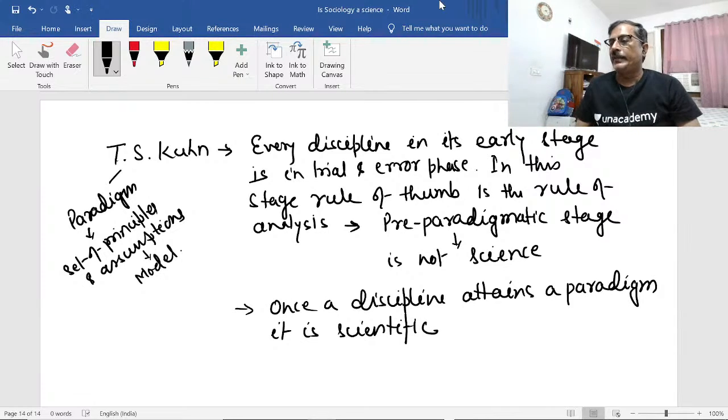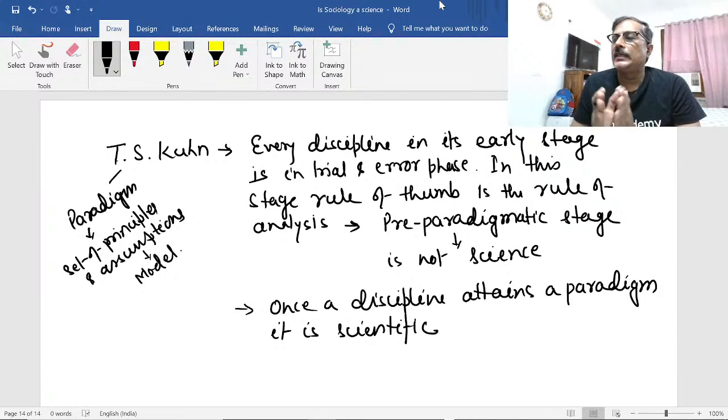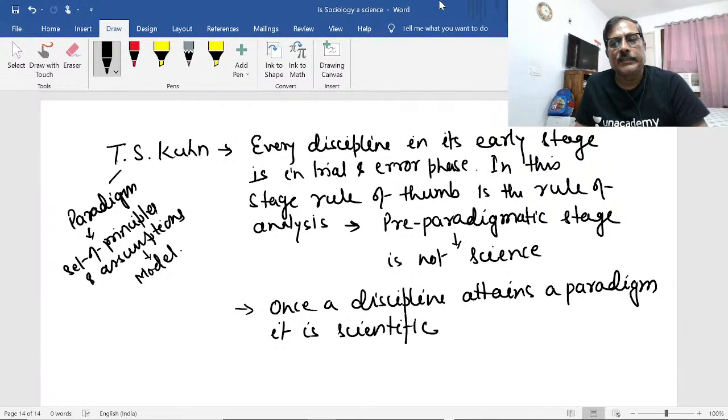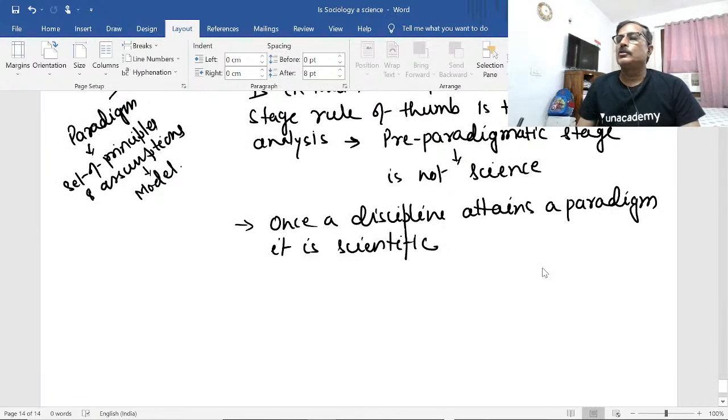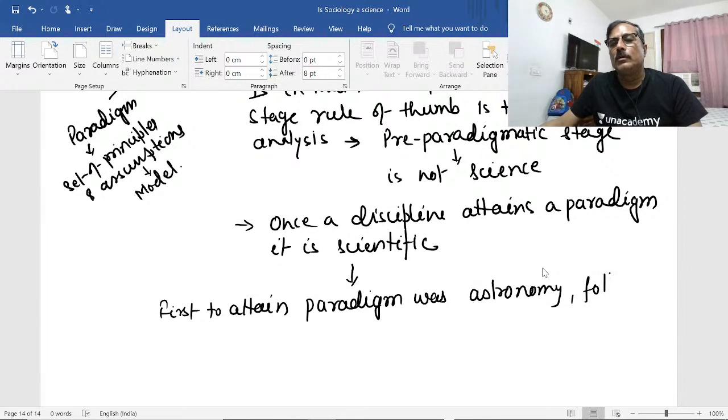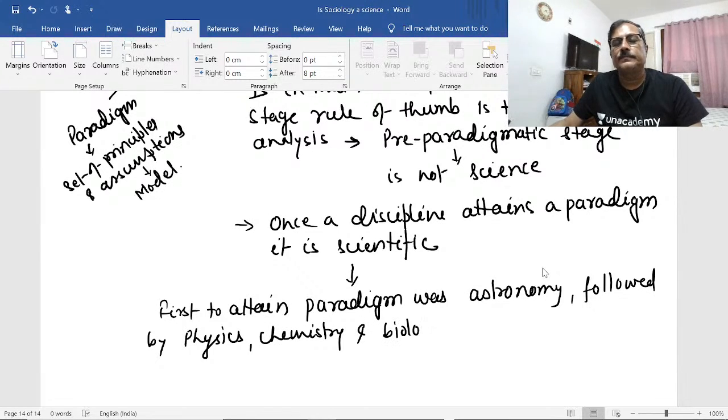Every discipline in its early phase doesn't have a fixed principle of analysis. There is no consistency in analysis. The trial and error is applied, rule of thumb is applied to discover the reality. So at that stage, it is not called science. Once a discipline attains a paradigm, then it is called scientific. And then T.S. Kuhn had certain stake. He says, first to attain paradigm was astronomy, followed by physics, chemistry, and biology, right?